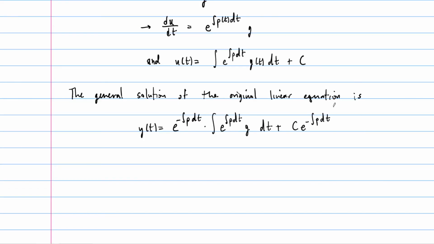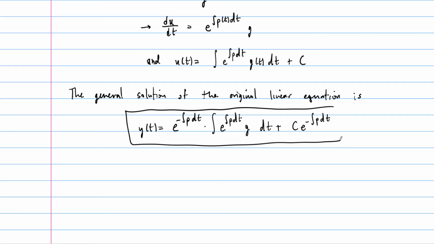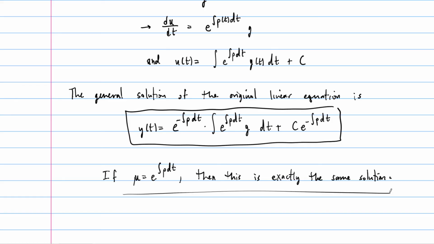All right? And so this is another way to get to the same equation because, again, if you write mu is equal to e to the integral p dt, then this is exactly the same. Exactly the same solution. It's not even in a different form. It's exactly the same. It's just a different way of getting at the same solution, okay?